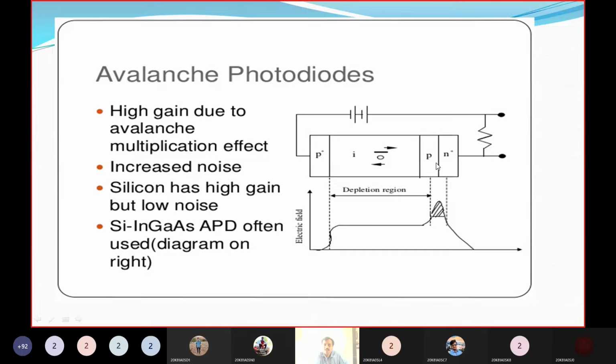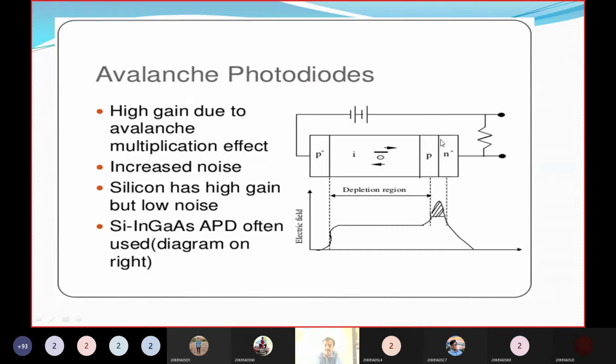How is the internal electric field generated? A junction is formed between the P and N regions, and it is also connected in reverse bias. That's why these electrons and holes are separated by a certain distance, and those electrons and holes accumulate near the regions. Because of these charge carriers, an electric field is generated here.